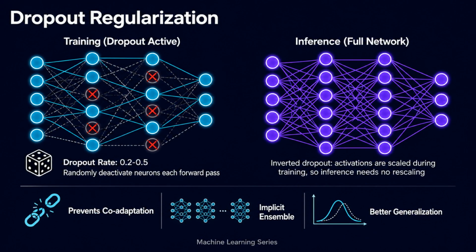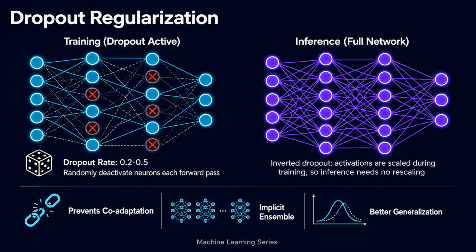Dropout is a powerful regularization technique specifically designed for neural networks. During training, dropout randomly sets a fraction of neuron outputs to zero at each forward pass, with typical dropout rates between 0.2 and 0.5. This forces the network to learn redundant representations because no single neuron can be relied upon to always be present. The effect is similar to training an ensemble of many different subnetworks and averaging their predictions.